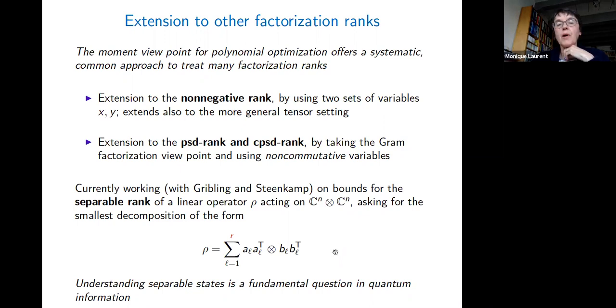And very recently, we are working on adapting the methods to tackle the separable rank of a linear operator acting on a tensor product, that is, how to decompose it as a sum of tensor products of rank 1 matrices, because this is a fundamental question in quantum information. So this is a motivation for looking at this problem.